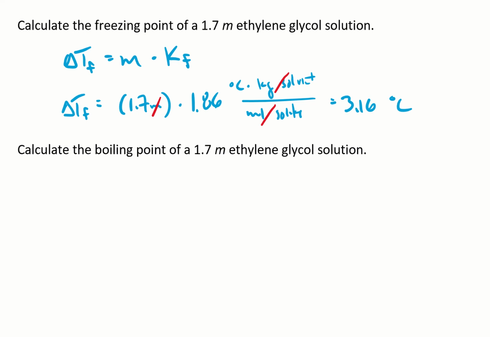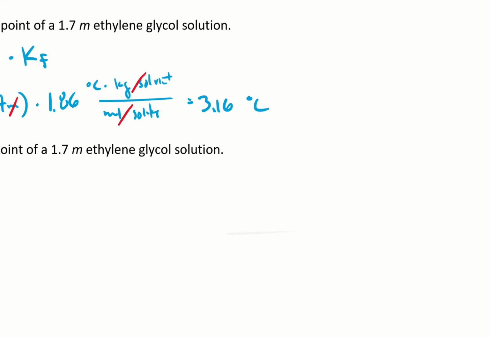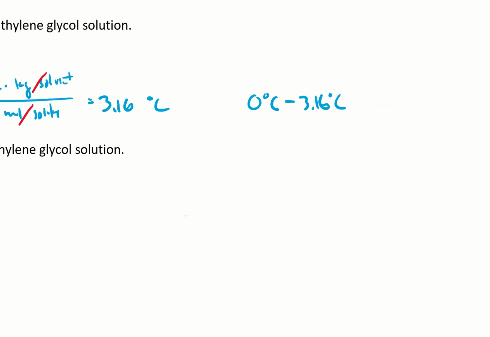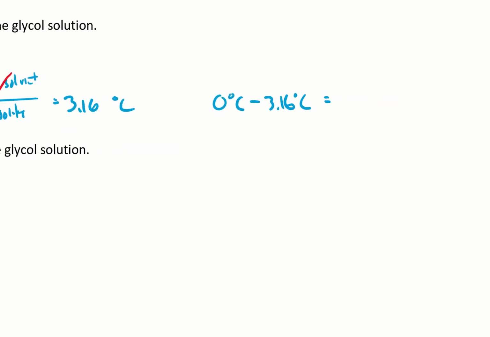Now we know that water typically freezes at 0 degrees Celsius. Minus 3.16, because we're talking about a depression here, or a decrease, tells us that the freezing point of this solution is minus 3.16 degrees Celsius. Ethylene glycol is also known as antifreeze, so by adding antifreeze to water, you can prevent that water from freezing.